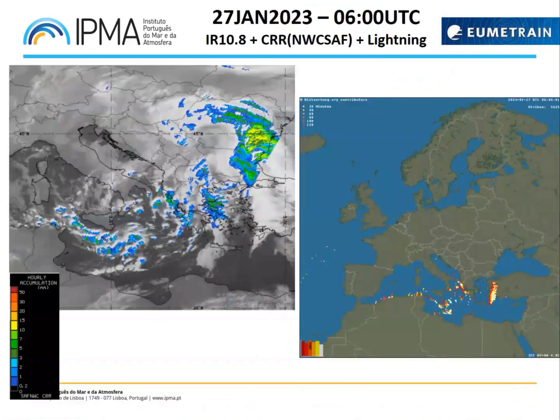And just to show you how active the Mediterranean area has been for the past 2 hours, we have here the convective rainfall rate from nowcasting south, and also the lightning. You can see this was more or less around 6 UTC, and it was already very active, and it has been since yesterday at least.